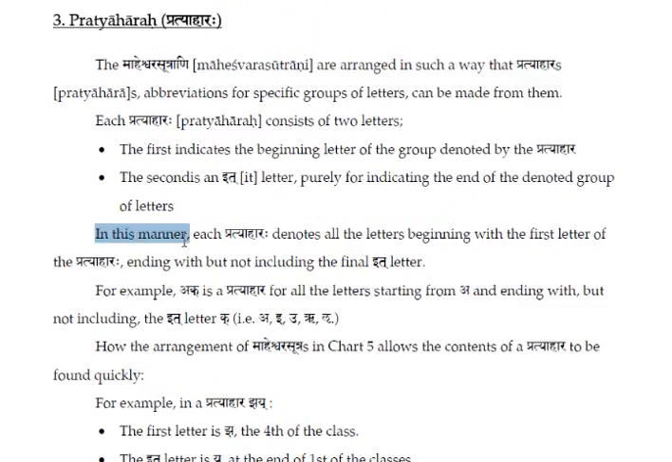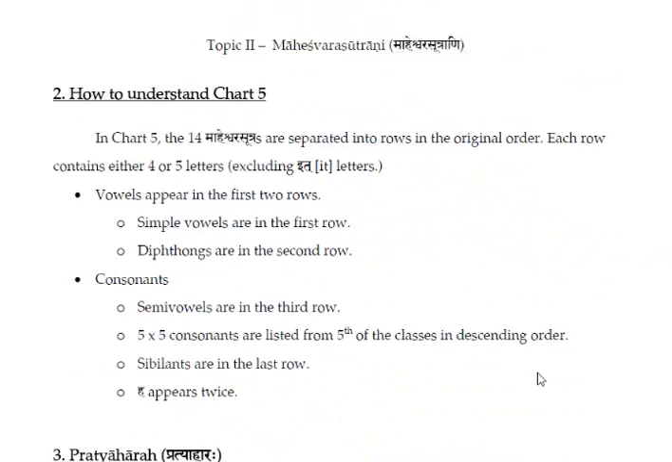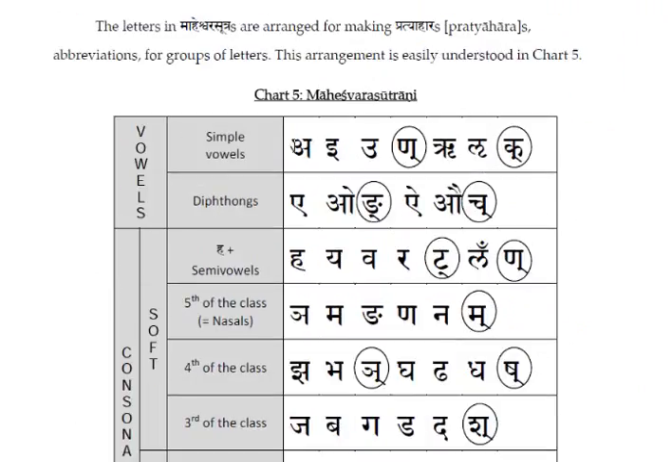In this manner, each pratyahara denotes all the letters beginning with the first letter of the pratyahara, ending with, but not including, the final it letter. For example, ak is a pratyahara for all the letters starting from a, ending with, but not including, the it letter k. I already explained this. Ak, starting from a, you count downwards up to the k, but you don't include the k. And you don't count any it letters in between. So, a, i, u, ṛ, ḷ.